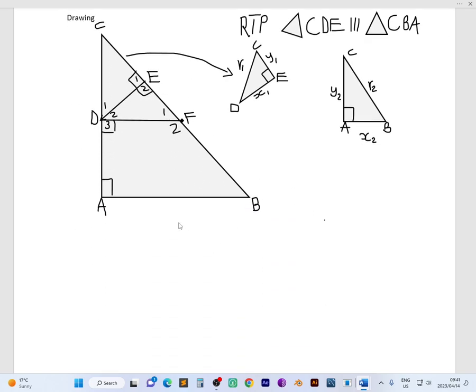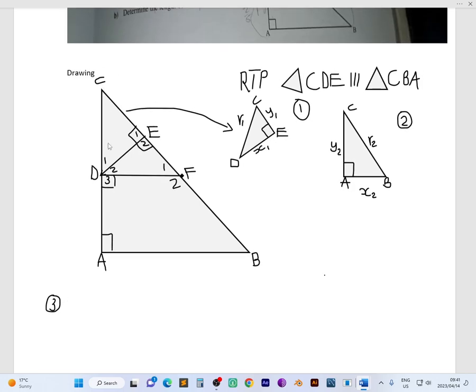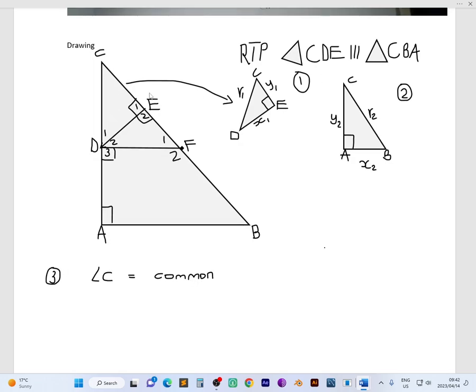Now we can see that we have two triangles there. We can take them as step 1 and 2. And then coming to step 3, we want to prove that the two triangles are similar. So angle C, as you can see, is common. Both triangles share it, which means the angles are the same.